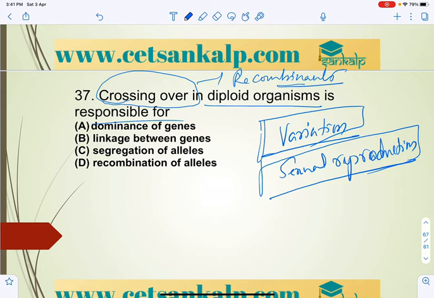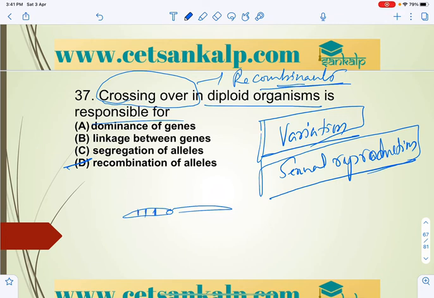So what is responsible for genetic variation? In this, generally we can say that it leads to recombination, recombination of alleles. So if you consider, what are those alleles?